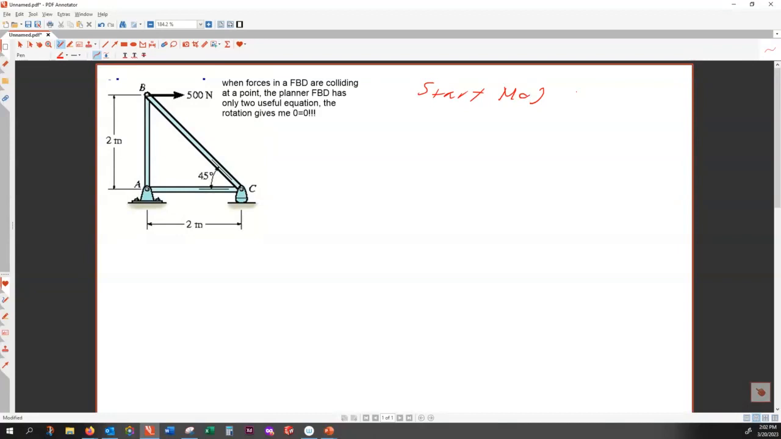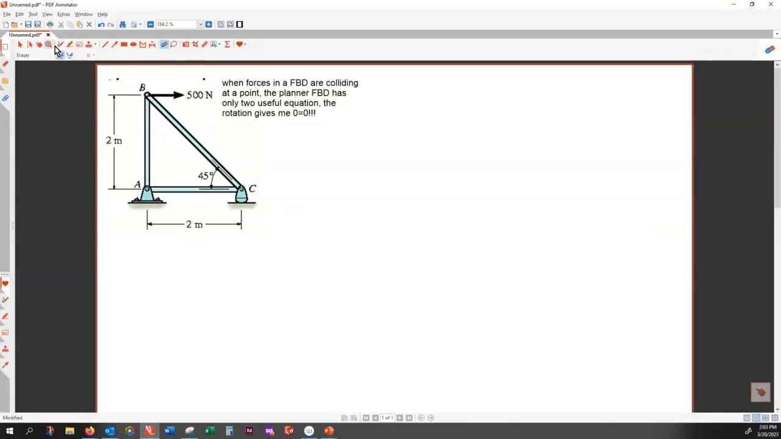Can I start method of joint at C? Yes or no? No, we can't. Well done, Nguyen. Can I start method of joint at A? Yes or no? No. Thank you, Nguyen. Can I start method of joint at B? Yes. Well done, Nguyen.